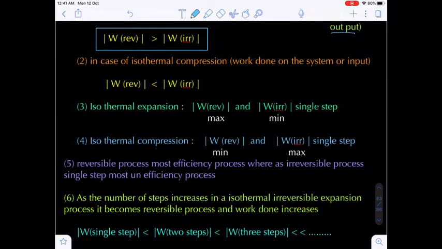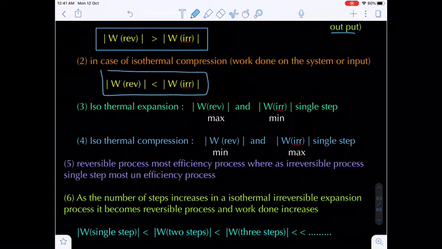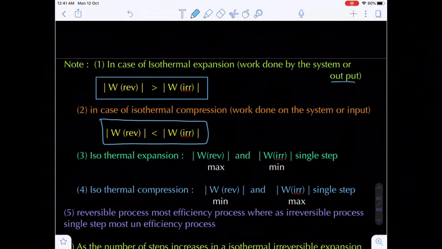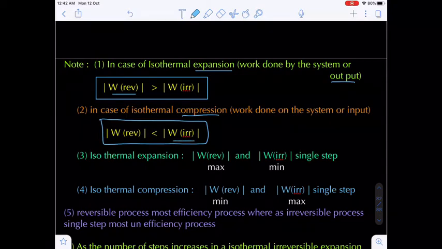Okay, so this is the second one. Work done in isothermal reversible compression is less than work done in isothermal irreversible compression. Once again, if the work is expansion, the expansion work in the reversible case will be greater, whereas in compression, work done in the irreversible case is high or maximum.